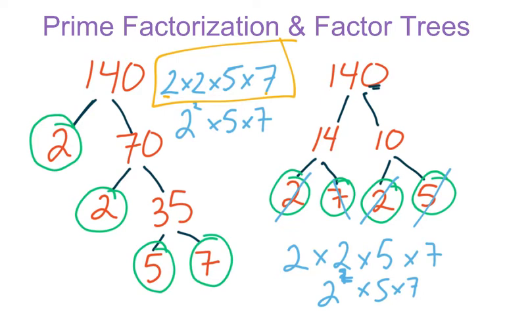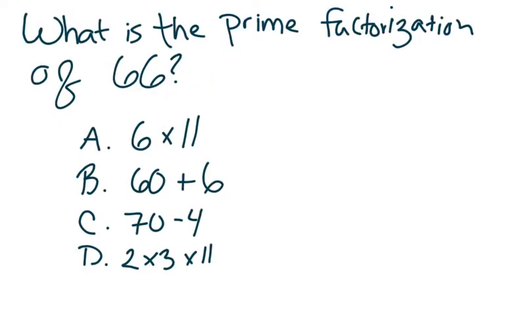Let's take a look at one more type of problem. So this question is asking us, what is the prime factorization of 66? And I've got some options. A: 6 times 11, that equals 66. B: 60 plus 6, that equals 66 too. C: 70 minus 4, oh, that's also 66. D: 2 times 3 times 11, also 66. So it's not a question of which one equals 66. It's a question of which one is actually the correct prime factorization.